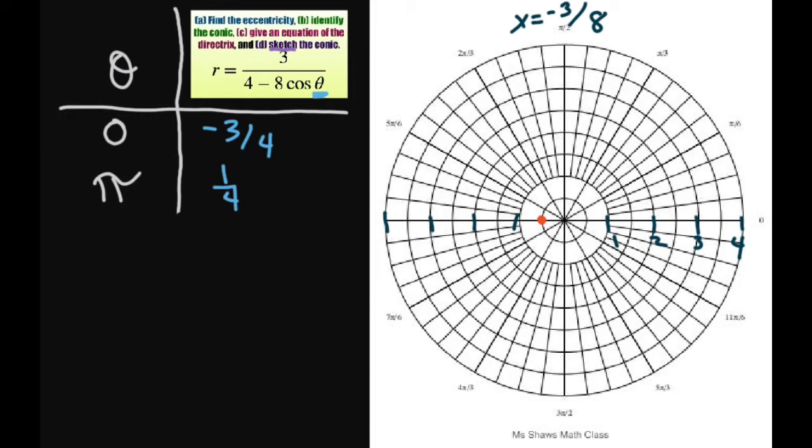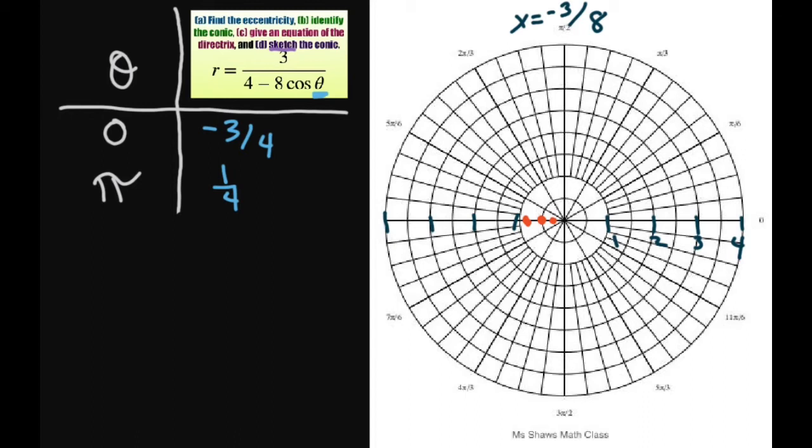All right. So from there, let's plot these points. At 0, we're at negative 3/4. So that's about right there. And at pi, we're at 1/4, which is right here.